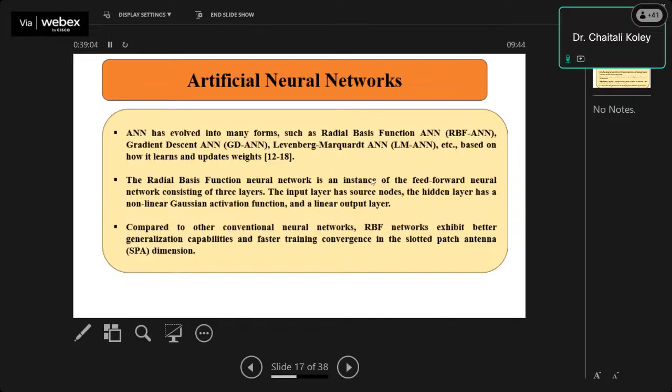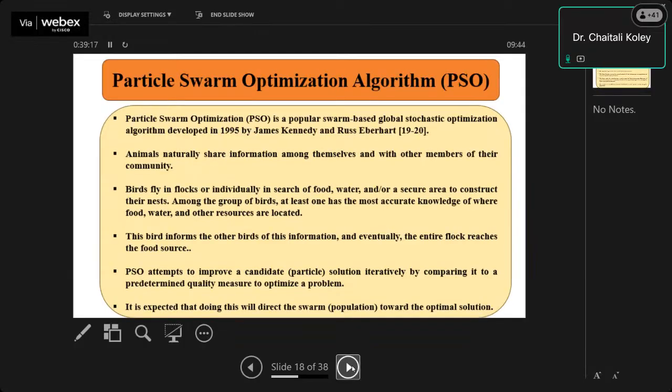So this is all about it. Briefly, I have tried to discuss how the artificial neural network is applied in machine learning and in microstrip patch antenna design, though it is not exactly limited to the microstrip patch antenna. It may apply to different antenna designs. Another optimization technique is the particle swarm optimization algorithm.